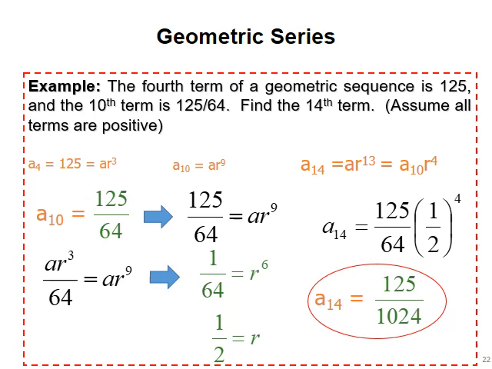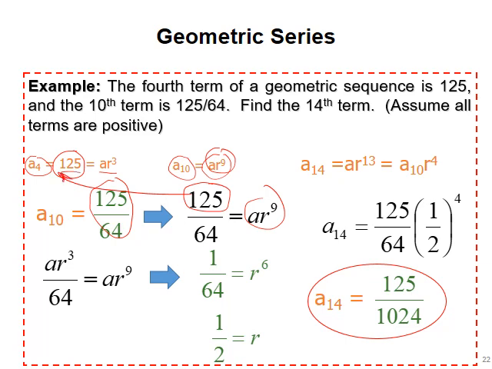The 4th term of a geometric sequence is 125. 4th term, A4, is 125, which is AR to the power 3, right? The 10th term is 125 over 64. A10, which is AR to the power 9, is 125 over 64, which is equal to, as I mentioned, AR to the power 9. But just a minute, 125 is item number 4, so I can substitute by AR to the power 3, as you can see here.